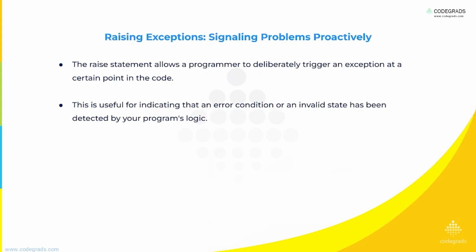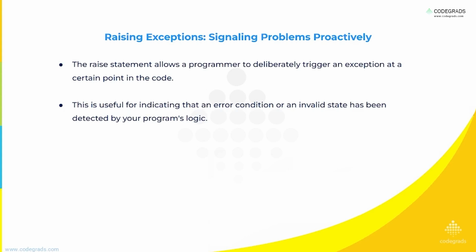Now raising exceptions, signaling problems proactively. The raise statement allows the programmer to deliberately trigger an exception at a certain point in the code, and this is useful for indicating that an error condition or invalid state has been detected by the program logic. So we are defining the error ourselves.